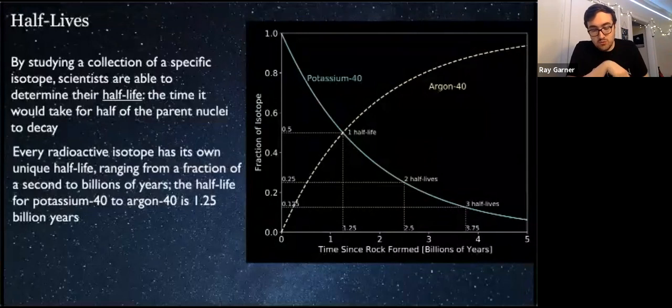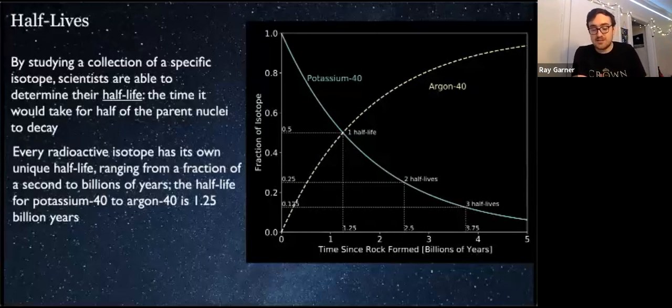So to understand, every radioactive isotope has its own unique half-life, ranging from a fraction of a second to billions of years. The half-life for potassium 40 to argon 40 is 1.25 billion years. To understand the idea of a half-life better, imagine a small piece of rock that contained 1 microgram of potassium 40 and no argon 40 when it solidified long ago. The half-life of 1.25 billion years means that half the original potassium 40 has decayed into argon 40 by the time the rock was 1.25 billion years old.